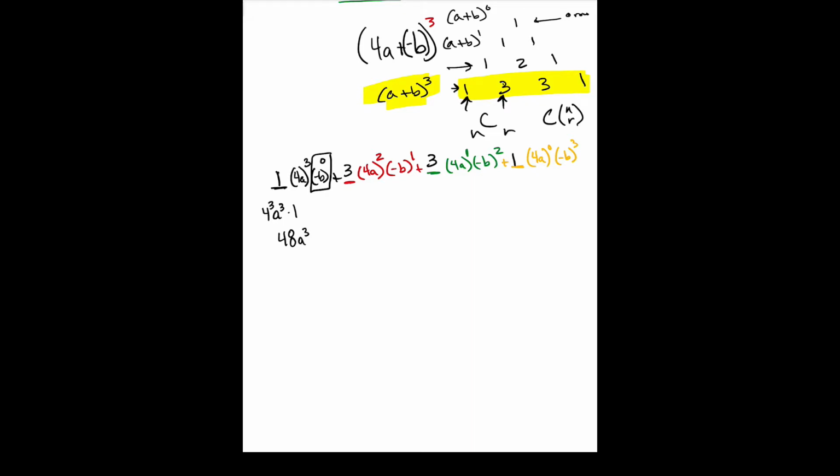48a cubed, right? And then plus my next term, which is 3 times 4 squared a squared, and then negative b to the first power is just negative b. So I'm going to focus on this real quick just to get that part done. So 4 squared is 16 times 3 is 48 also, right? 48 times a squared times negative b.